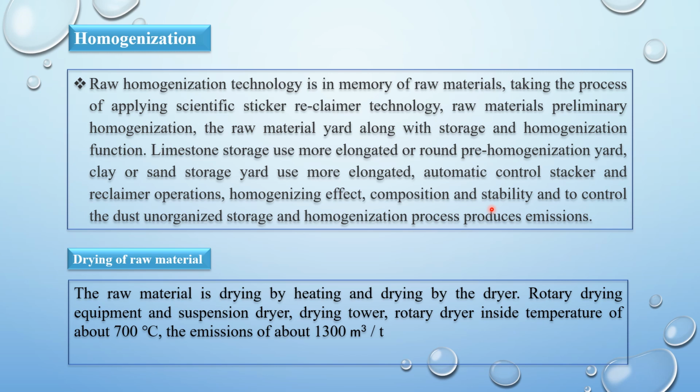And the next one is drying of raw material. The raw material is dried by heating with dryers, rotary drying equipments and suspension dryers. Inside the rotary dryer the temperature is about 700 degrees centigrade, with an emission of about 1300 cubic meters per hour.